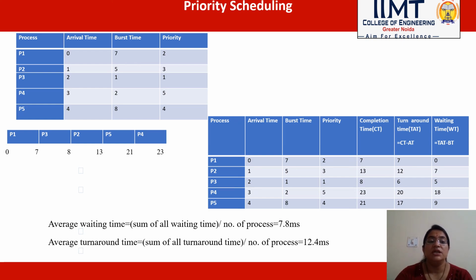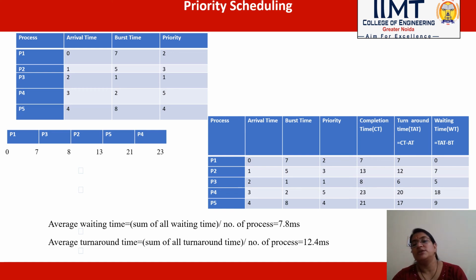We allocate the CPU to process P3, and after the completion of P3 we allocate the CPU to process P2, because P2 has the highest priority among the remaining processes. After the completion of P2 we allocate the CPU to process P5, then process P4. So the completion time of process P1 is 7, P2 is 13, P3 is 8, P4 is 23, and P5 is 21.